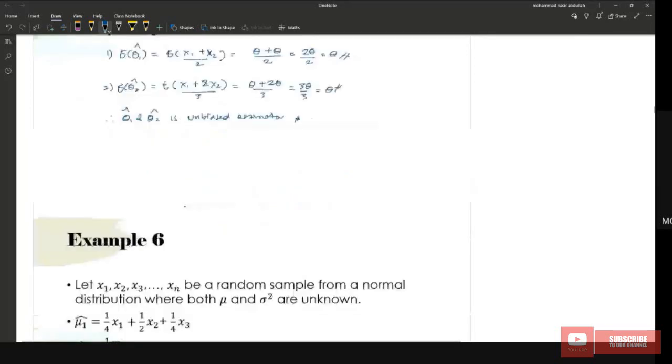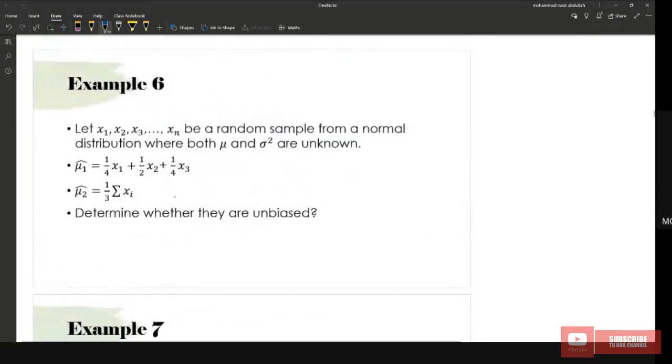Right. So now look at example number 6. In example number 6, I'm giving you a lot of examples, because I want to make sure you understand the concept of unbiasedness. So let X1 until Xn be a random sample from a normal distribution where both mu and sigma are unknown. For a normal distribution, the expected value of X is equal to mu, we know that from prior knowledge. So now we want to determine whether mu1 hat and mu2 hat are unbiased.